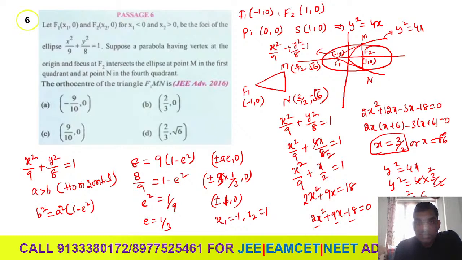And from F1, if we drop the perpendicular, this is one of the perpendiculars from F1. Because here we need to calculate the orthocenter. Orthocenter is the concurrent point of altitudes. So here one of the altitudes we have drawn from F1. Let it be F1R. And next one more altitude we are drawing from M. This is MP.